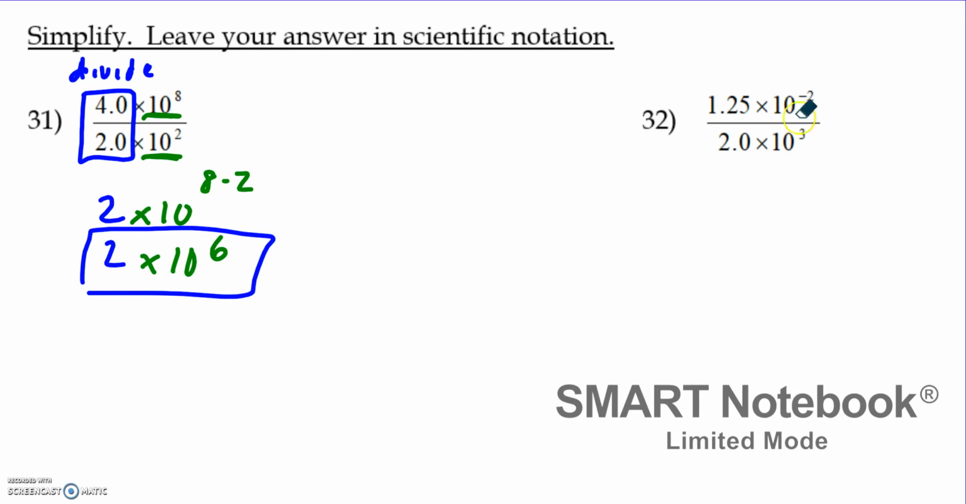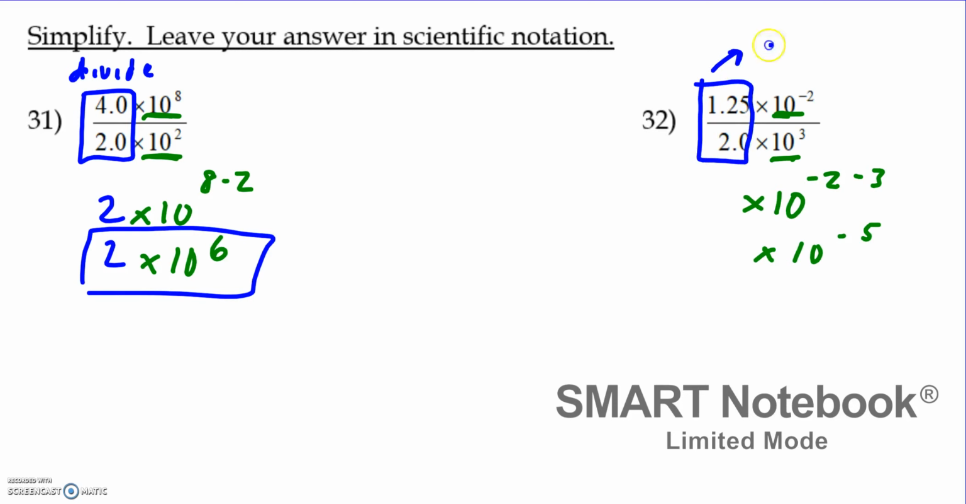Number 32, I have the same base again here with the tens. So just like number 31, I'm going to subtract the exponents. 10 to the negative 2 minus 3 power, which is times 10 to the negative 5th power. This time, again, these are not the same base, so I'm going to divide them as regular numbers. But if I do 1.5 divided by 2 in the calculator, I get 0.625. And this time, 0.625 is not between 1 and 10. So I need to change this number to something in scientific notation.